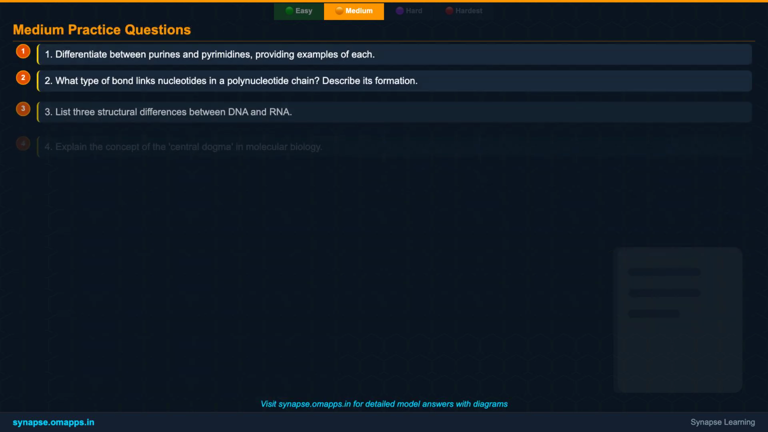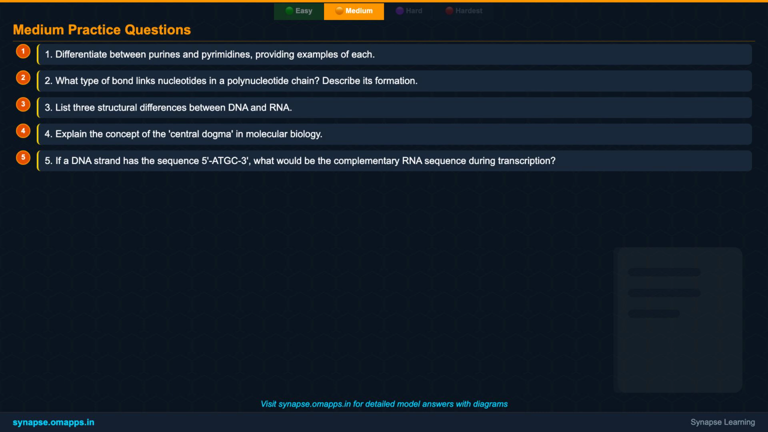Time to challenge yourself with some medium-level questions. First, differentiate between purines and pyrimidines, giving examples. Second, what type of bond links nucleotides, and how is it formed? Third, list three structural differences between DNA and RNA. Fourth, explain the central dogma. And fifth, if a DNA strand is 5'-ATGC-3', what's the complementary RNA sequence? Take your time to formulate your answers.